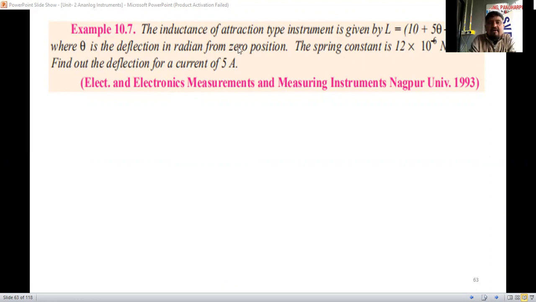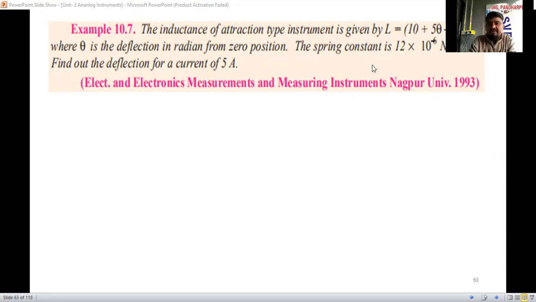So the inductance of an attraction type instrument is given by L equal to 10 plus 5 theta minus theta square microhenry, where theta is the angle of deflection in radian from zero position. From the zero position, how much it is deflected is not given, but theta is nothing but the angle of deflection from zero to a non-zero value. The spring constant is 12 into 10 to the power of minus 6 Newton meter per radian.